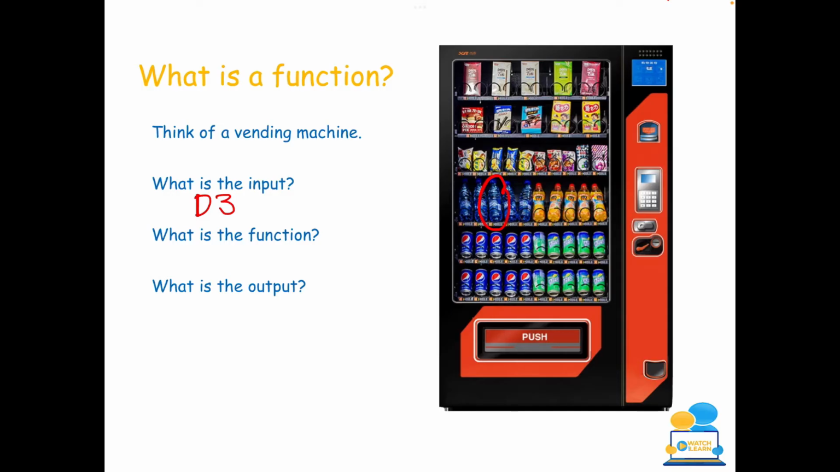What is the function? Well, the vending machine is going to get its tray to move across to the water and move the whole way up so that it collects the water and brings it back down for us. What is the output? Well, at the end, we will have a bottle of water, and this will be coming out the end for us to collect.